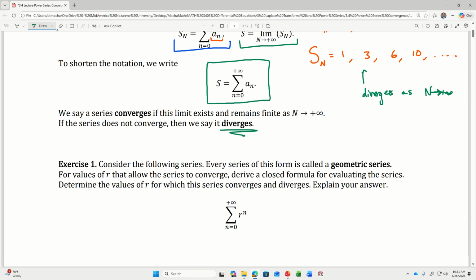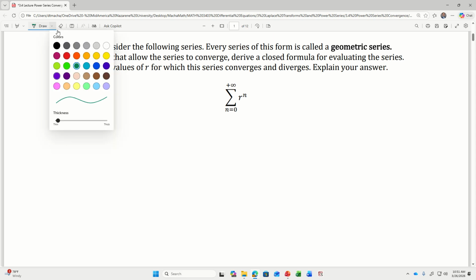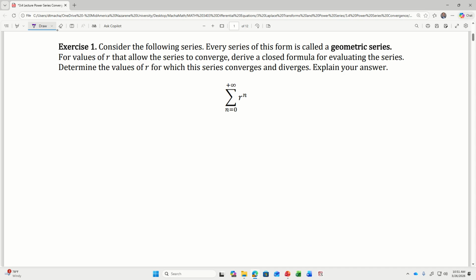Okay, so one of the first series we talk about in Calculus 2 is called the geometric series. And the geometric series looks like this. We're adding up all of the powers of r, starting with r to the 0 power plus r to the 1 power plus r to the 2 power, plus r to the 3 power, and so on forever.